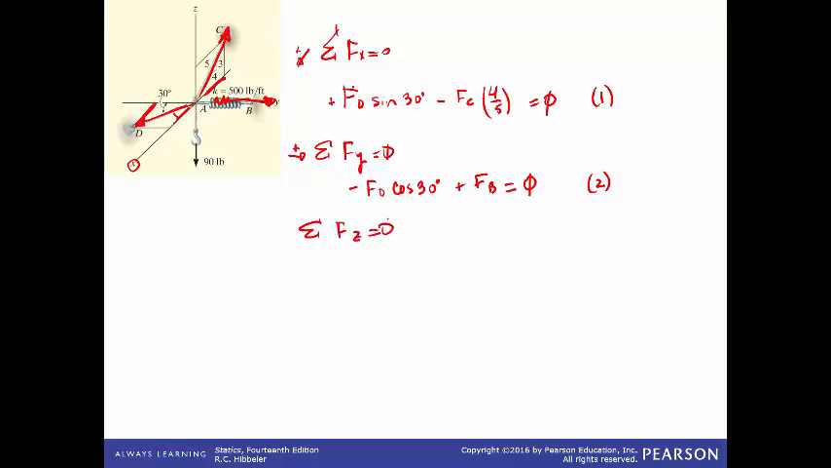My third equation is the sum of the forces in Z equals 0, and here is my positive Z. So I have FC, and then the vertical component, which would be 3/5, and this is positive, and then minus 90 equals 0. And this is the third equation. So you have three equations, three unknowns. You have FC, FD, and FB.